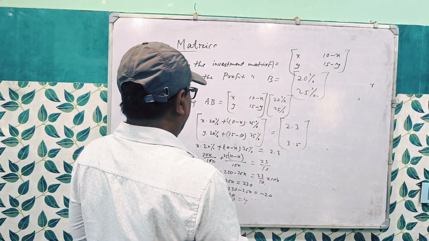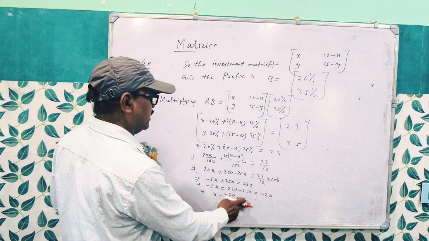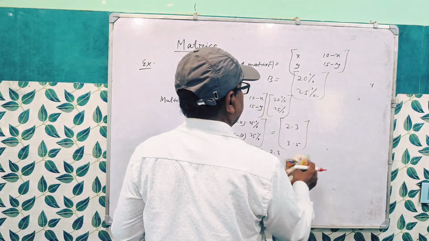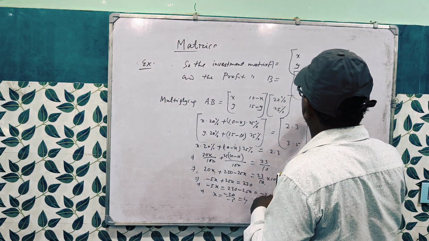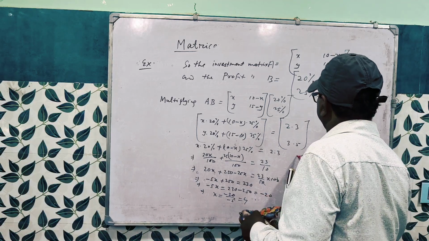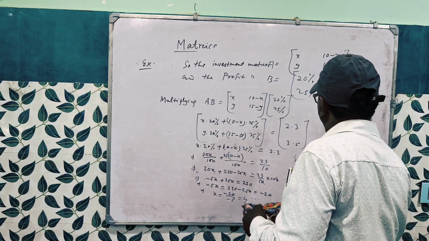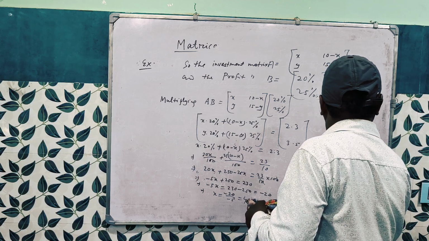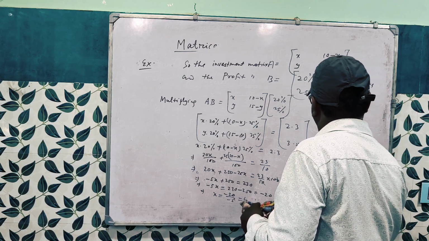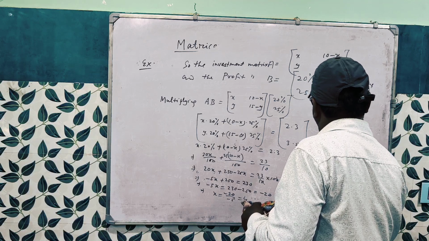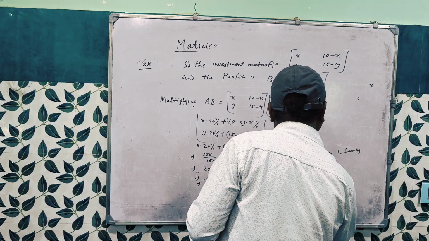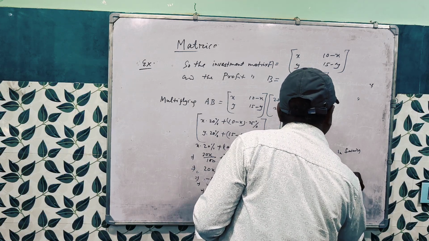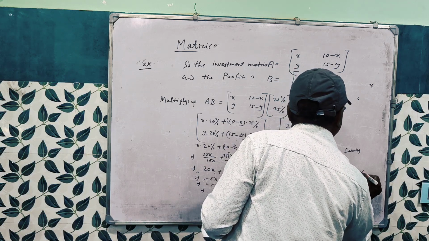So P1 invests in farming 4 lakhs and in business 10 minus 4, which is equal to 6 lakhs.